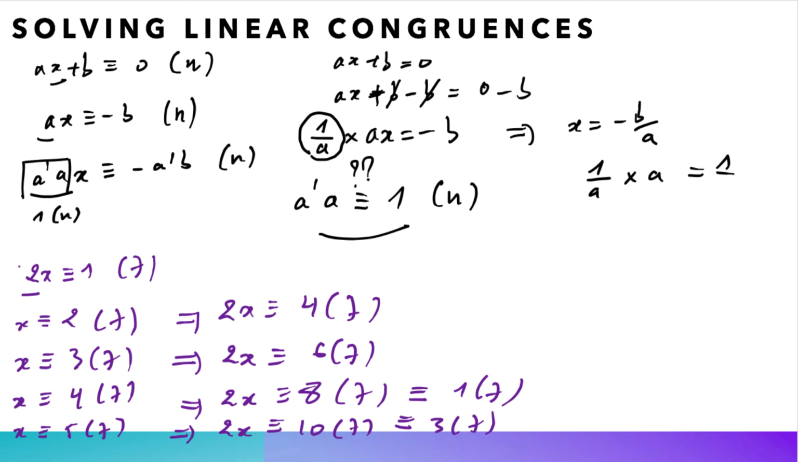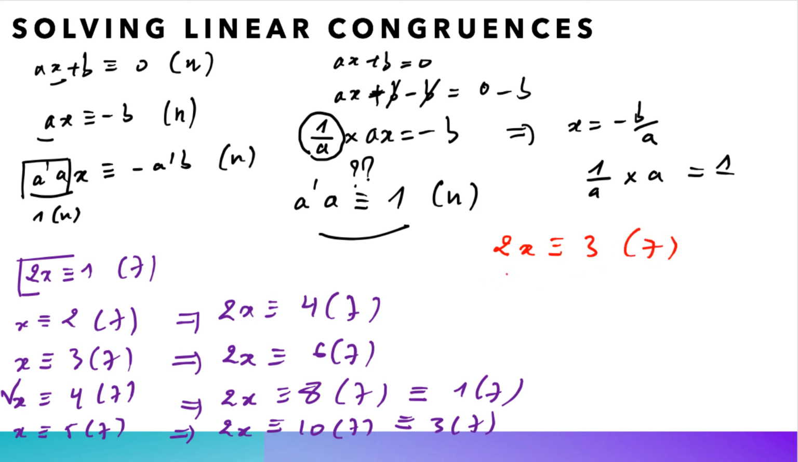So the only solution to this equation is x congruent to 4 modulo 7. So this means that 2 is invertible modulo 7 and its inverse is 4 modulo 7. And now for instance, if you would like to solve the equation 2x is congruent to 3 modulo 7, all we have to do is to get rid of the 2.